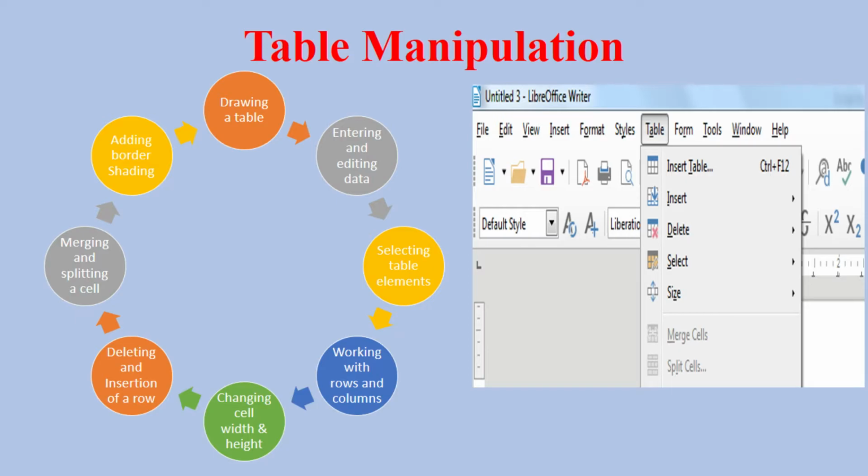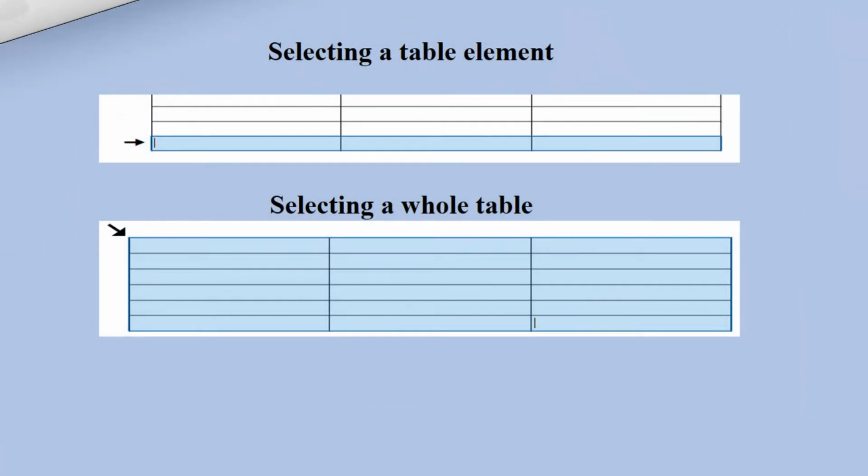Next is selecting a table element. Table element consists of rows and columns. Selecting table rows is performed by positioning the cursor to the left of the row you wish to select. When the pointer changes to a black arrow pointing to the right, click the left mouse button. Select the table column by positioning the cursor above the column you wish to select. When the cursor changes to a black arrow pointing down, click the left mouse button.